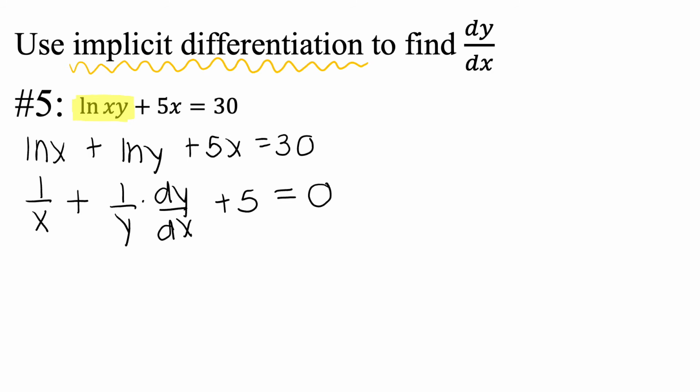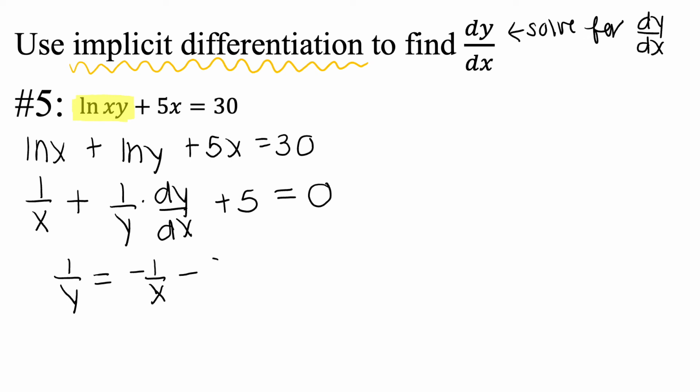So now that we've differentiated each piece, our goal here is to actually solve for dy dx. So we want to get it all by itself. So let's start by moving our 1 over x and our positive 5 to the opposite side. So we have 1 over y dy dx equals a negative 1 over x minus 5.